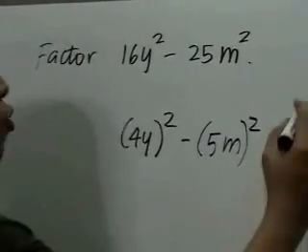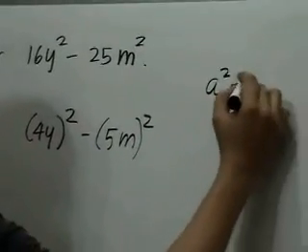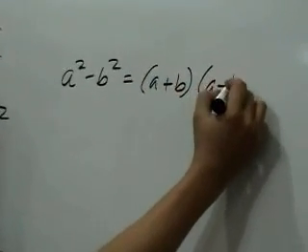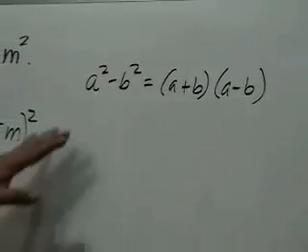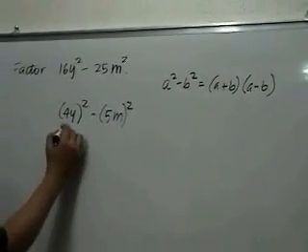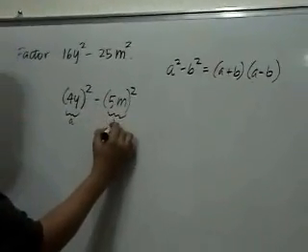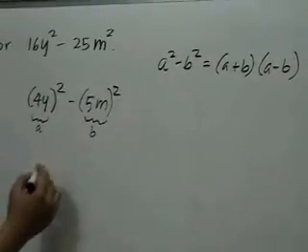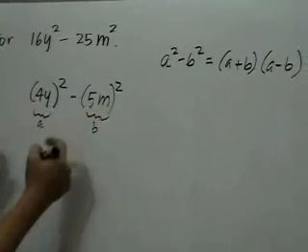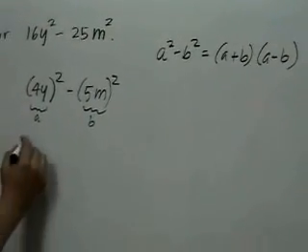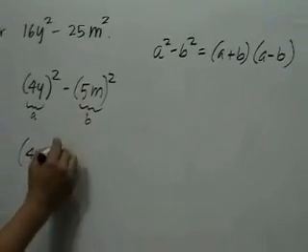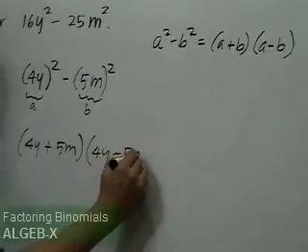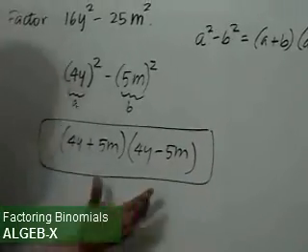Now, recalling our formula, which says that the factors of a squared minus b squared is (a plus b) times (a minus b), we can apply the same thing here. This will be our a, and this our b. So the factors, according to that formula, is the sum of these two times their difference. So we have (4y plus 5m) times (4y minus 5m). So these are the required factors.